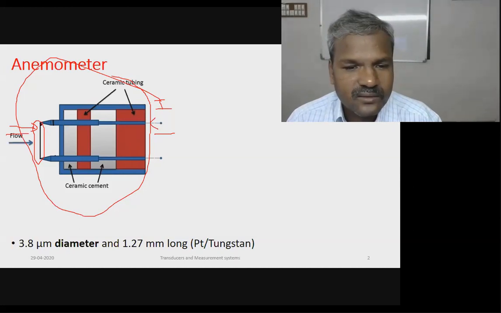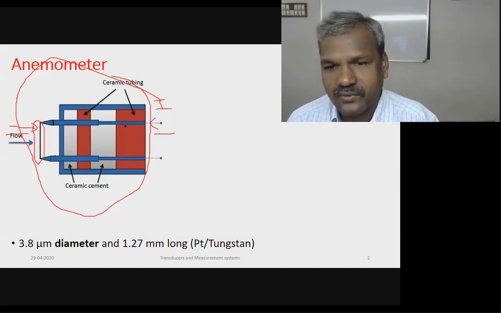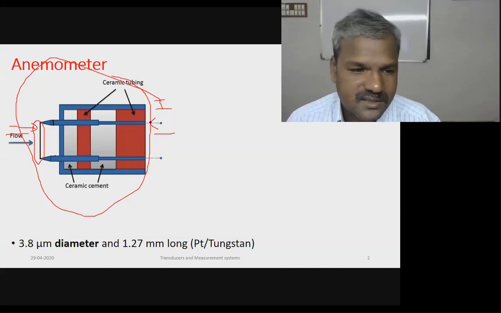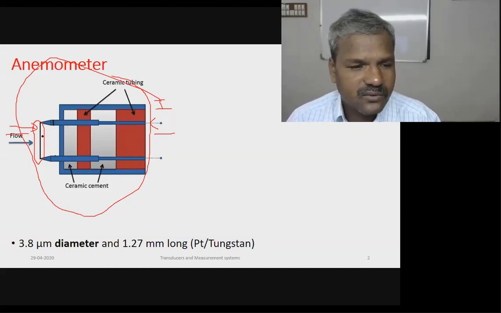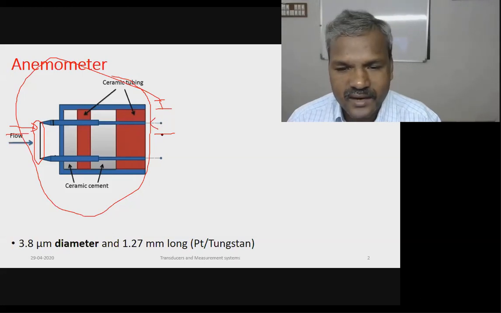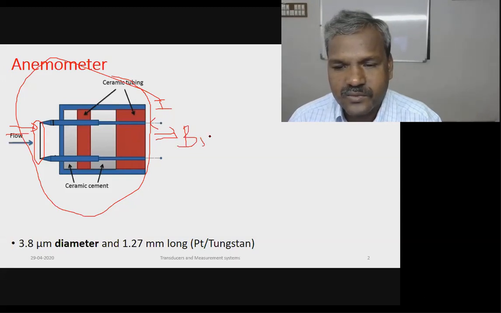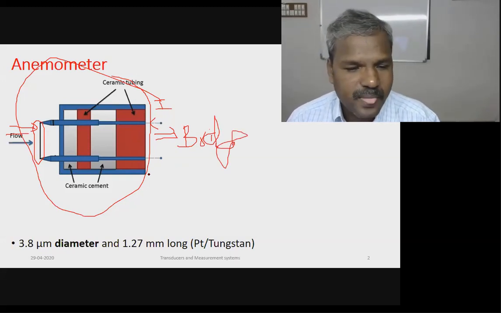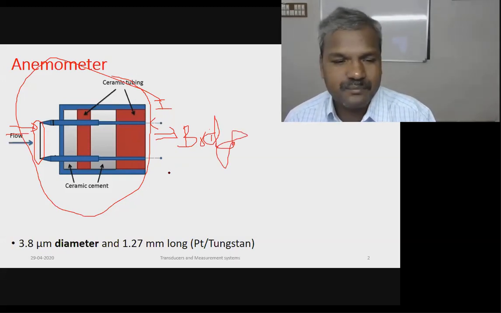There are two types of excitation: constant current and constant temperature variations. When we pass current I through this probe wire, the connections go to a bridge circuit, a Wheatstone bridge or any other circuit. A ballast circuit can also be used, depending on the type.